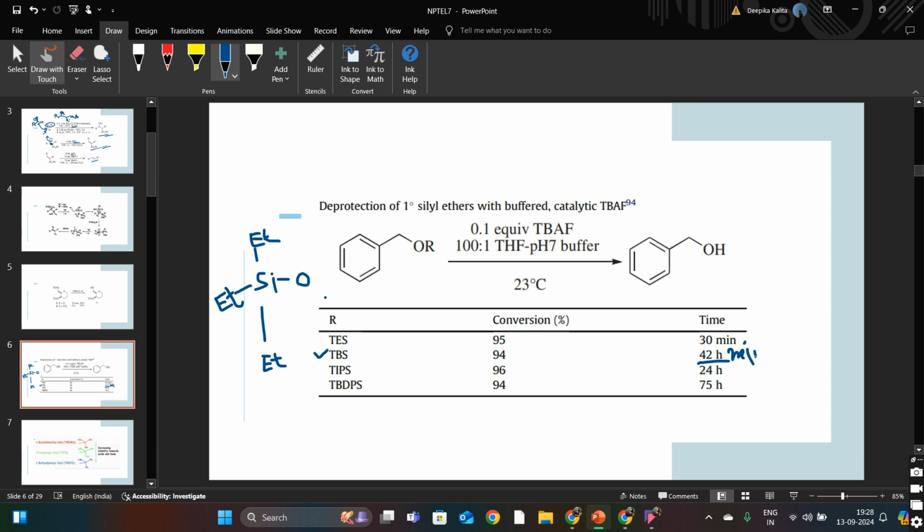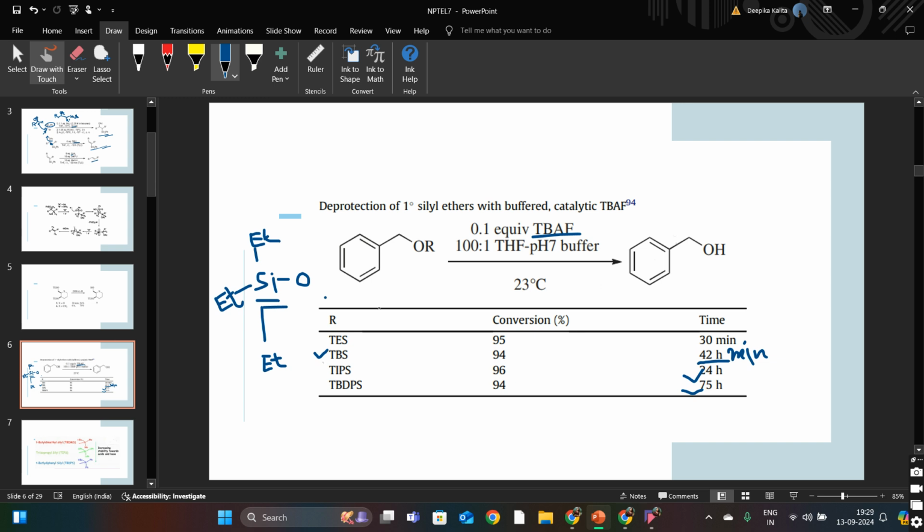Then if we move to TIPS and TBDPS, which are even bulkier, they are taking 1 day or even almost 75 hours, okay. They are taking a huge amount of time for their deprotection. So this is how the bulkiness of the silyl center of the silylated protecting groups can dictate how fast these groups are falling off in presence of TBAF reagent. So this is how you have to solve these questions.